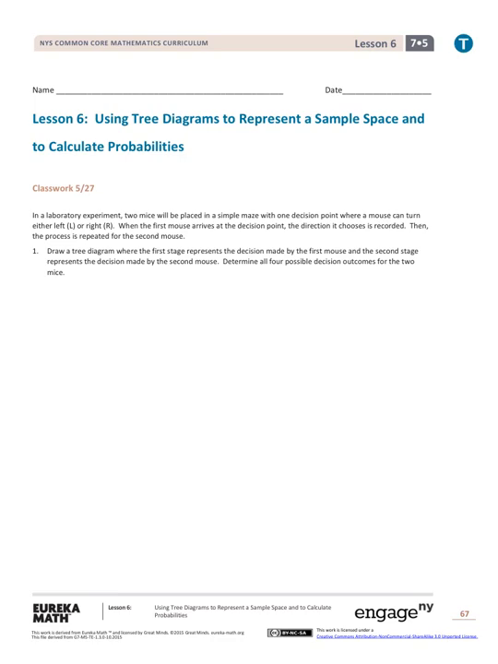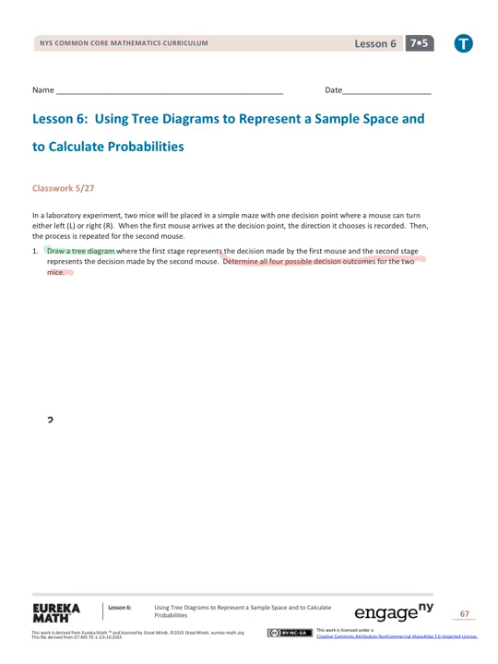Question 1 is going to want us to draw a tree diagram where the first stage represents the decision made by the first mouse and the second stage represents the decision made by the second mouse. Then we want to determine all four possible outcomes for the two mice. So it's important to note what we're asked to do in question 1. First off, we're asked to draw a tree diagram to represent the first stage and the second stage. And after drawing the tree diagram, we're then asked to determine all four possible outcomes for the two mice. So let's start off and draw our tree diagram.